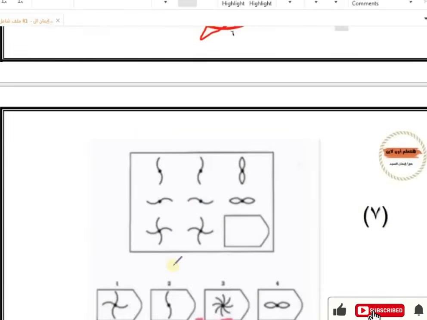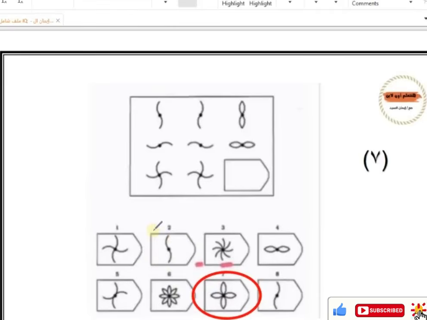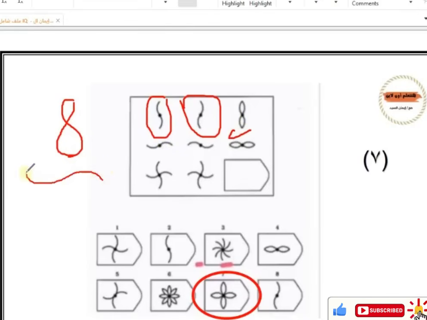Some questions you'll get are really easy, straightforward and quick. Others need a bit more focus. Take a look here. It says when you take this first shape and this second one and merge them together, you get this shape. Let's try it out. This first shape plus this one gives me the third shape. Same thing here. If I merge this one with this one, I get the third shape. So it wants me to merge these and find their shape.